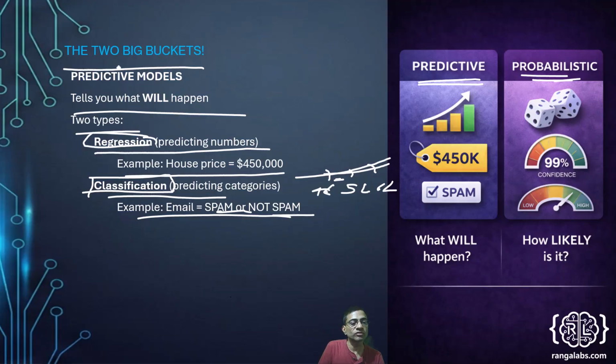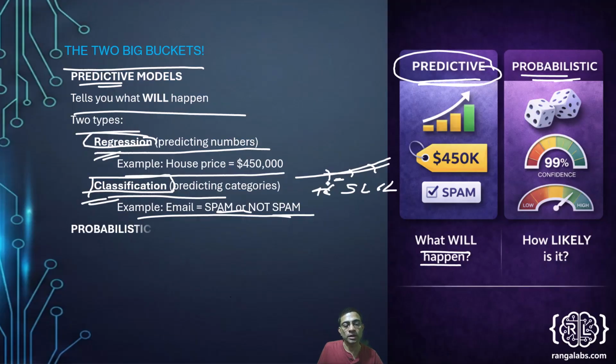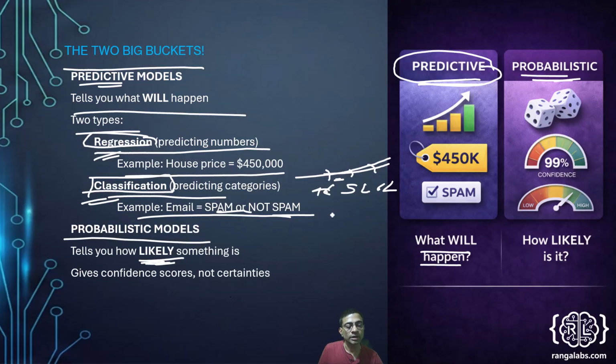In case of the predictive models, you have a further division into two: one is regression and second is classification. Clear till now? So that is the predictive kind of modeling, the first part. The second part is the probabilistic model. It tells you how likely something is. It gives confidence scores, not certainties.